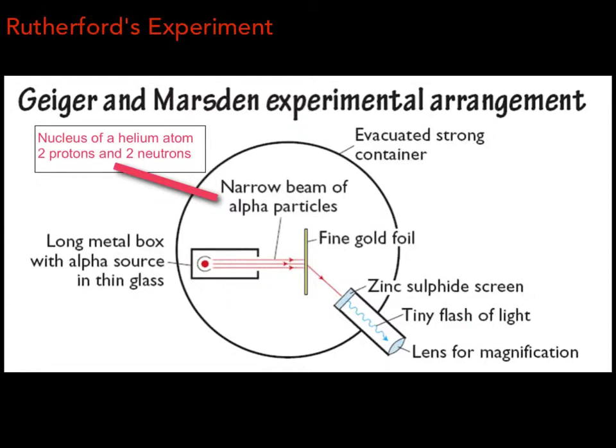Surrounding this fine gold foil was a zinc sulfide screen. As the alpha particles collided with the zinc sulfide screen, they would emit a tiny flash of light called a scintillation. Geiger and Marsden would then count these scintillations of light by eye and record them for every single angle around this screen. This was a painstakingly long process which took years for his students to complete.